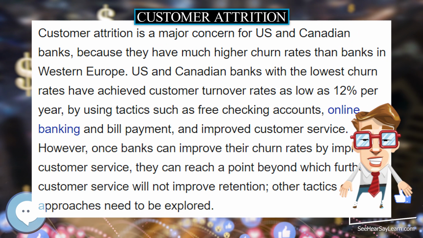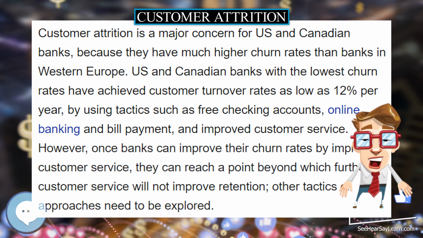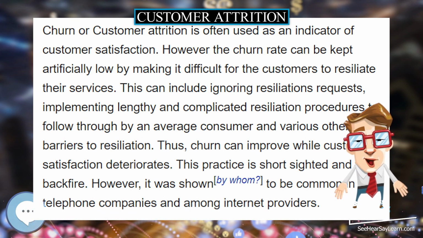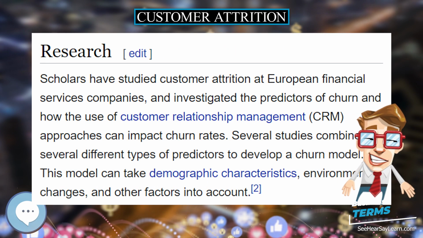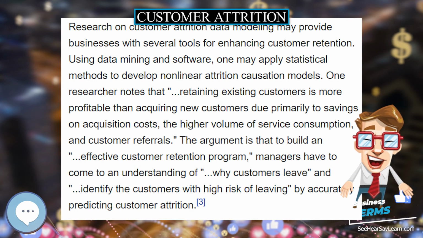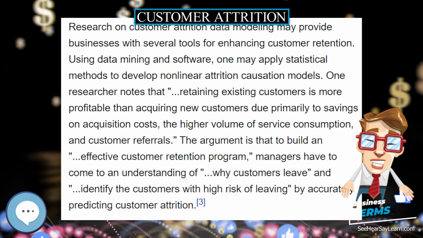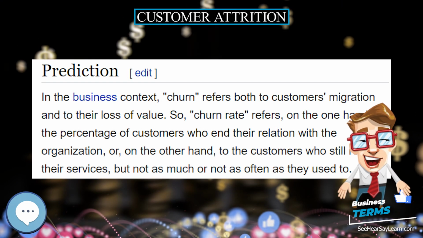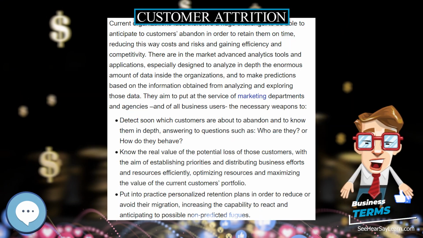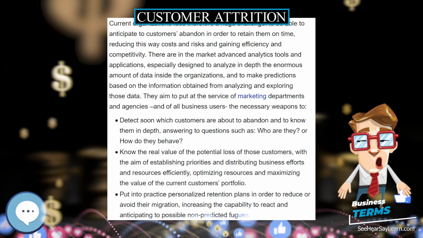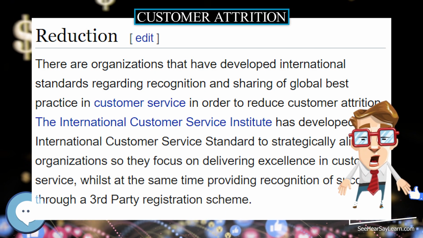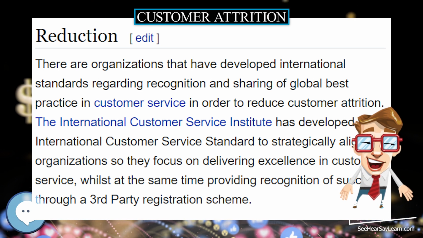Prediction. In the business context, churn refers both to customers' migration and to their loss of value. So, churn rate refers, on the one hand, to the percentage of customers who end their relation with the organization, or, on the other hand, to the customers who still receive their services, but not as much or not as often as they used to. Current organizations face therefore a huge challenge, to be able to anticipate a customer's abandon in order to retain them on time, reducing this way costs and risks and gaining efficiency and competitivity.